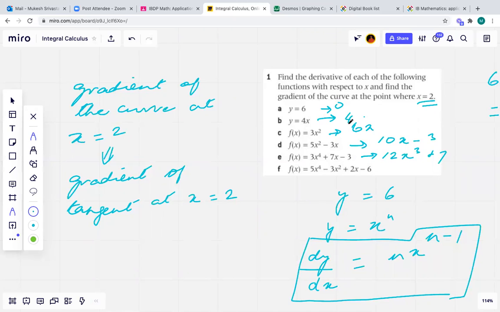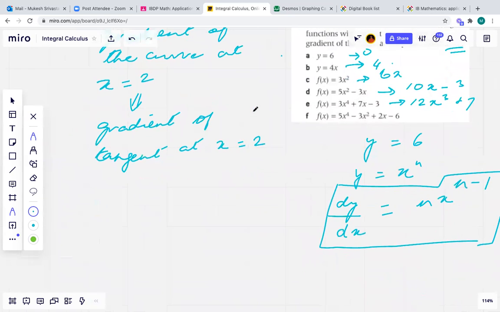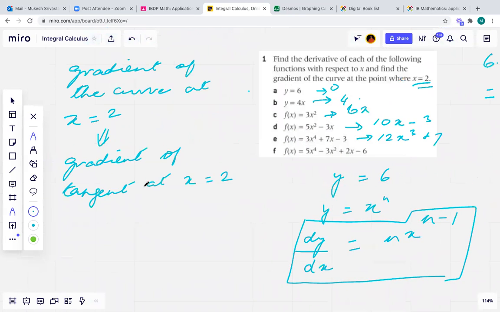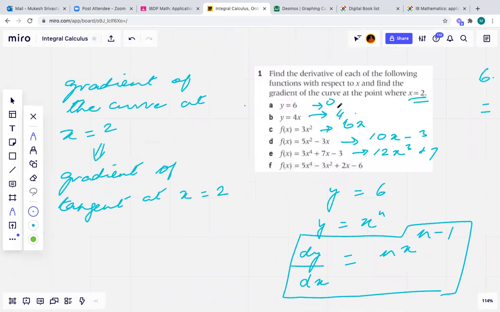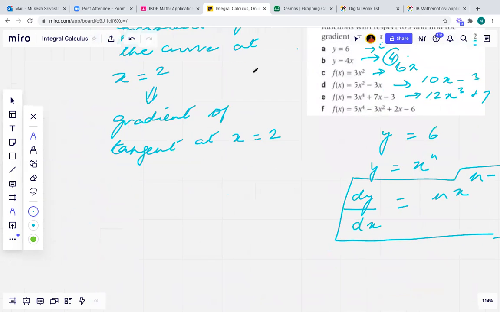Now, what is the gradient of the curve at x equal to 2? See, the gradient of the curve is the same as the gradient of the tangent. So what is the gradient of the curve y equal to 4x at x equal to 2? My derivative is 4, no? So the gradient is also 4 then.